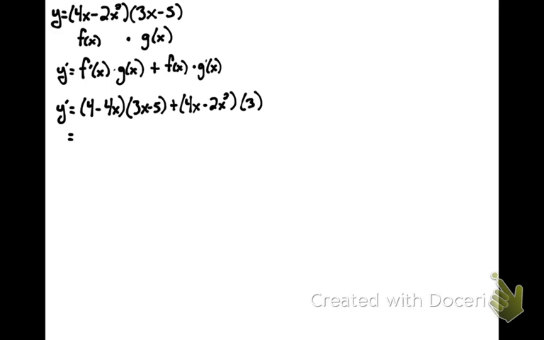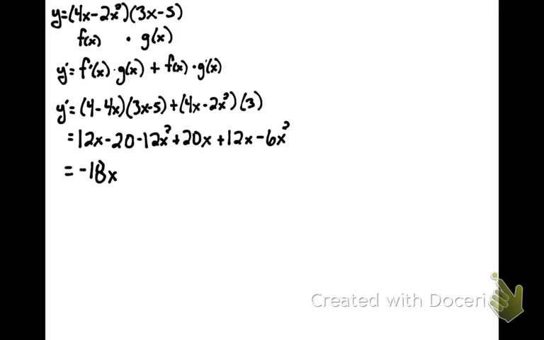If we FOIL these first things together, you end up with 12x minus 20 minus 12x squared plus 20x plus 12x minus 6x squared. And when we combine like terms, the derivative would be equal to negative 18x squared plus 44x minus 20.